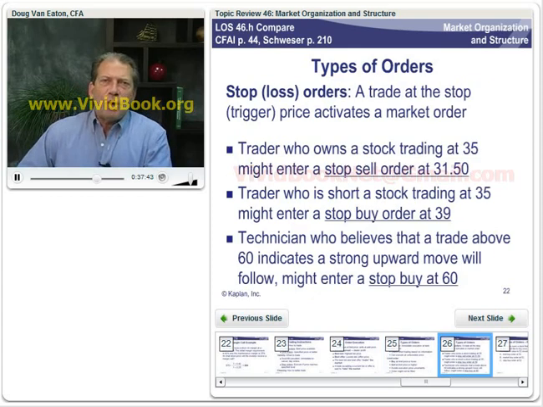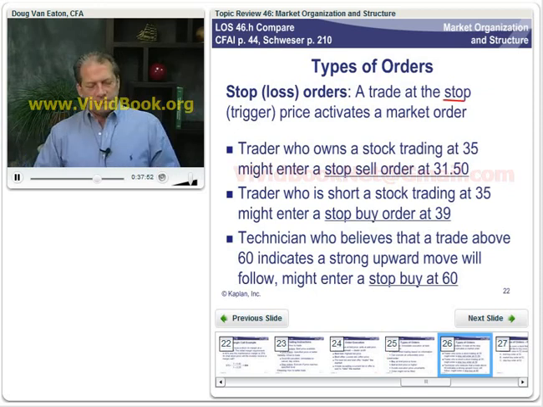Now, stop loss orders, they also have a number attached to them, but they're not limit orders. A stop order, I'd like you to think of that as a trigger price. Okay? So if I put in a stop buy order, that price is going to be above the market. And if we put in a stop sell, it's going to be below the market. And so when the stock trades down to that price, it activates a market order to sell. Or when the stock trades up to that price, it activates a market order to buy.